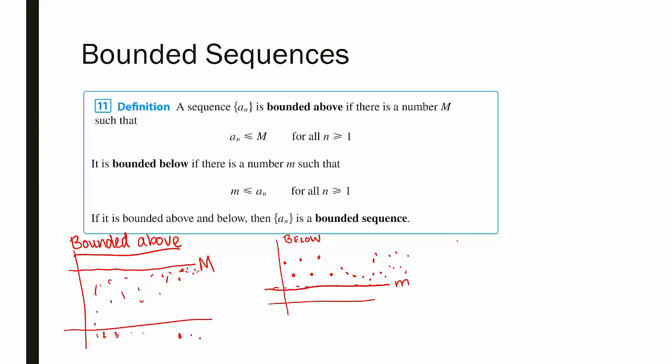And when we have a sequence where we can find a full-on upper and lower bound, big M and little m, and every single term of a sub n stays between those two bounds, then we call it a bounded sequence. So we're saying that every term of a sub n is trapped in between the same two numbers, little m and big M.